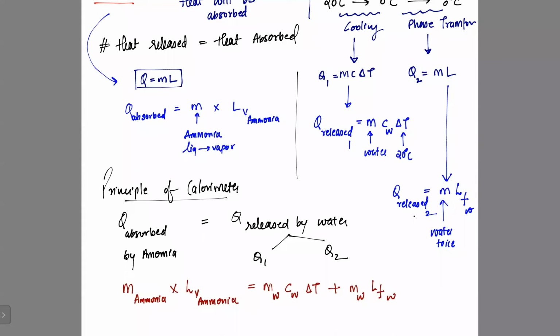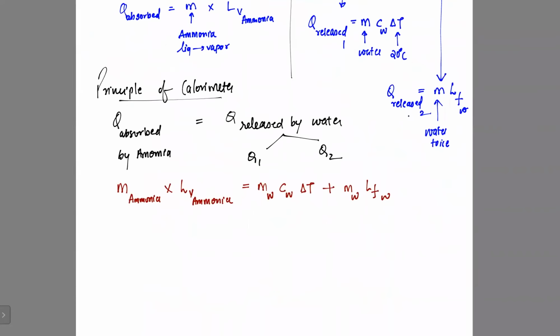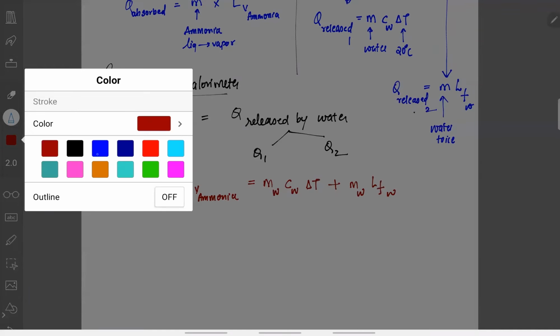For example, if you heat water at 100 degrees Celsius, will its temperature increase or will it transform into vapor? It will transform into vapor. Transform into ammonia vapor. It will immediately transform into ammonia vapor. Agree? Yes, sir. Okay. Now let's put the values and solve the question.